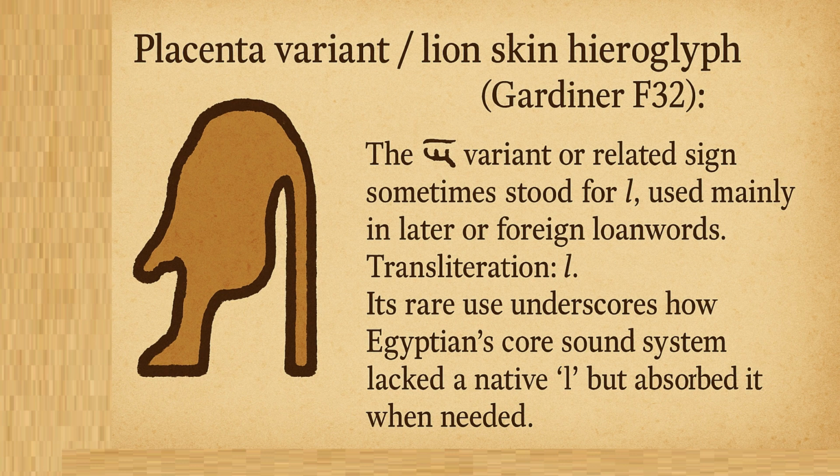24. Placenta variant divided by lion skin hieroglyph, Gardiner F32. The variant, or related sign, sometimes stood for L, used mainly in later or foreign loanwords. Transliteration, L. Its rare use underscores how Egyptians' core sound system lacked a native L, but absorbed it when needed.